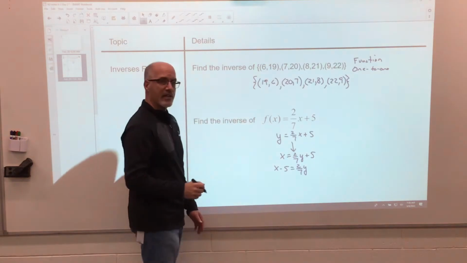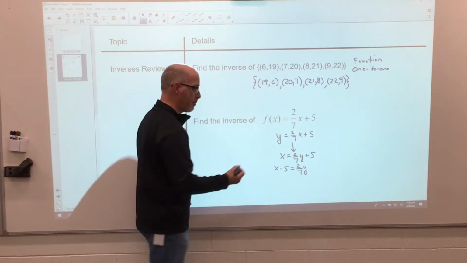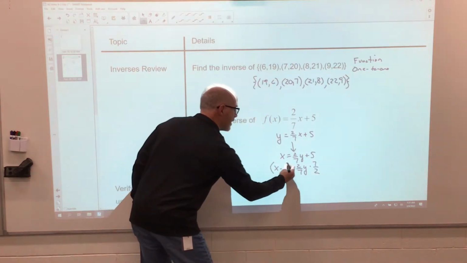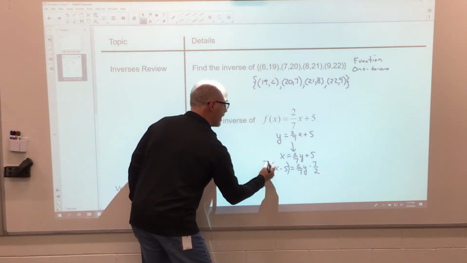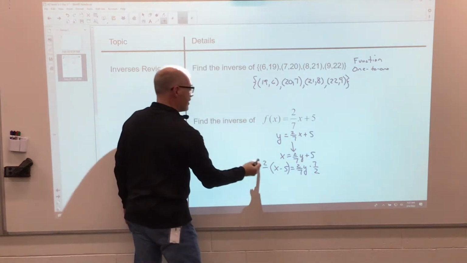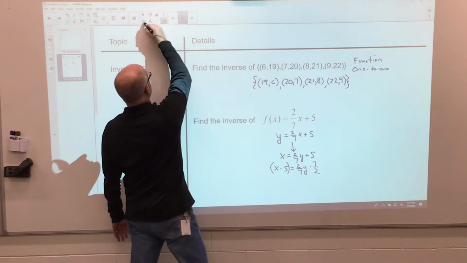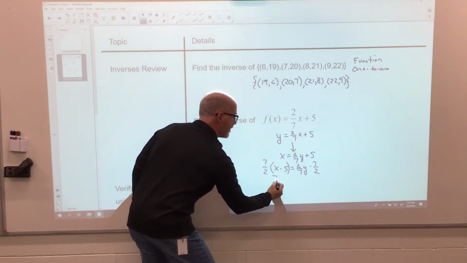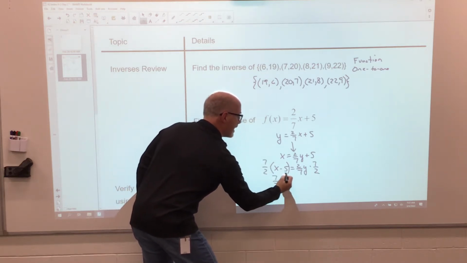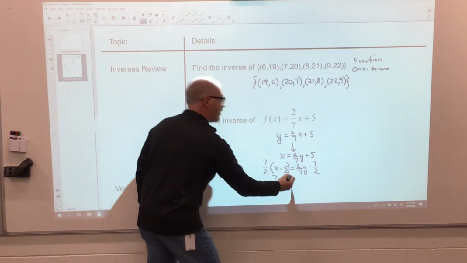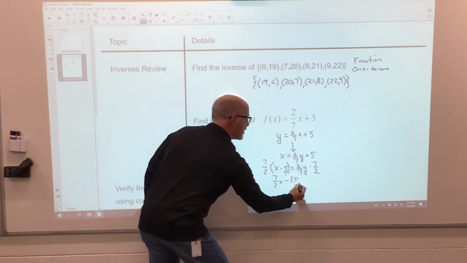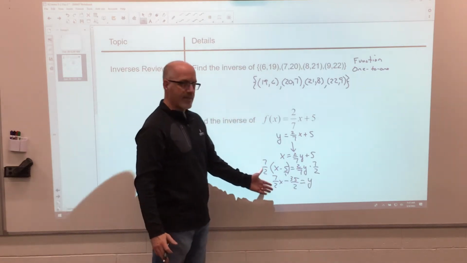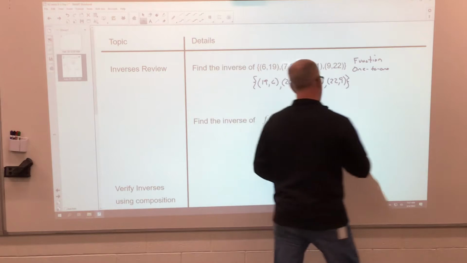And now to get rid of that 2/7, you multiply by its reciprocal. So we multiply both sides by 7/2. Make sure you do it to the entire side by putting it in parentheses. So this will be by 7/2. So when you have 7/2 x minus 5/1, you get 35/2 equals y. So now this formula is our inverse function formula.